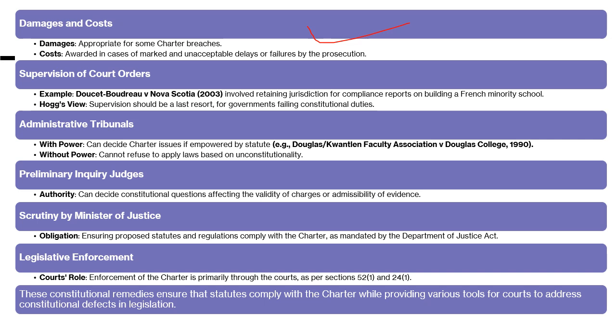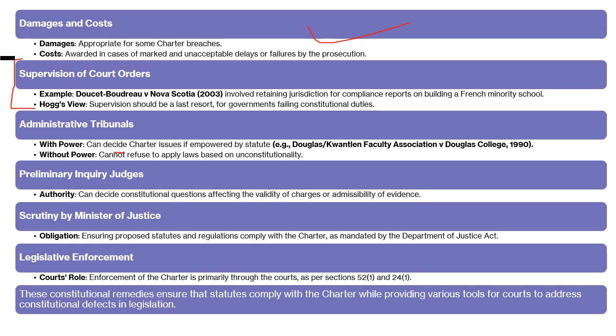Then supervision orders. Supervision should be a last resort, as per Doucet-Boudreau, for governments failing constitutional duties, because here we are saying that the court is interfering. The court is doing the job that the government has to do. So this is rarely followed. Usually we give damages and costs when it comes to Section 24(1).